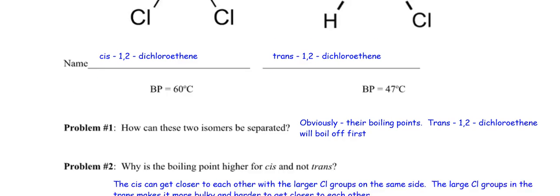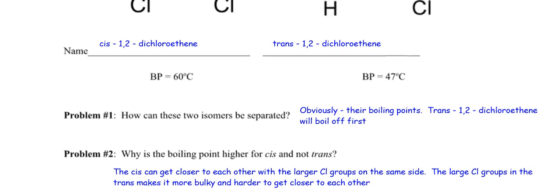Well, here's my explanation. The cis can get closer to each other, with the larger chlorine groups on the same side. The large chlorine groups in the trans make it more bulky and harder to get closer to each other. I'll give you a little bit to write that all down. Then I want to show you something, okay? So I'll pause, let you finish writing, and then I'm going to show you a picture.